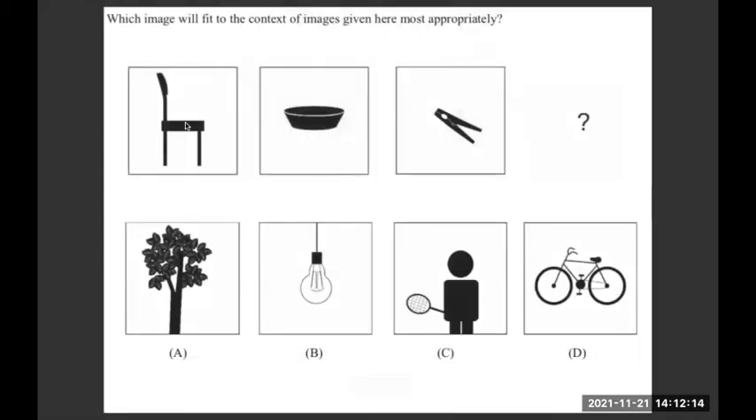Now you're given these 3 different images which fit in some kind of context. There's some common context related to these 3 different images. What you have to find is which will be the fourth image. Of these 4 options, which image will fit in the context where these 3 images belong?